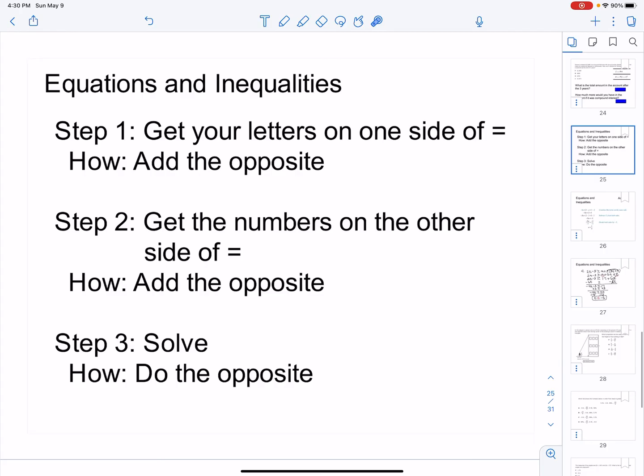For equations and inequalities, remember there's 3 basic steps. 1, get your letters on one side of the equal sign. Number 2, get your numbers on the other side of the equal sign. How do we do each of those? Add the opposites. You know, here lately we've been doing all the tricks, so you don't have to write everything out, but you do have to remember, add the opposite to move things from one side to the other. And then last but not least, solve. If you have a multiply, then you do a divide to get rid of it. If you have a divide, you do a multiply to get rid of it.